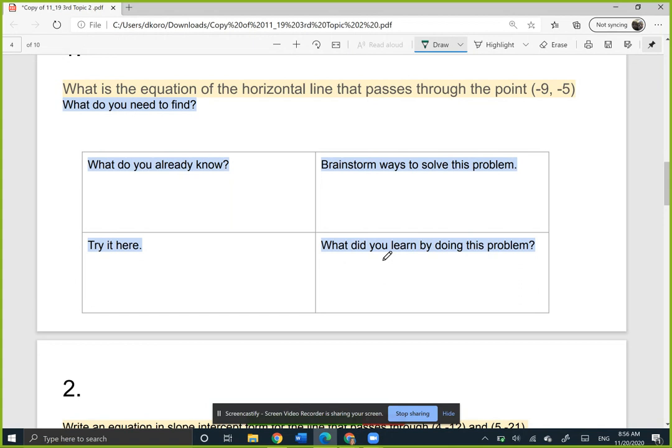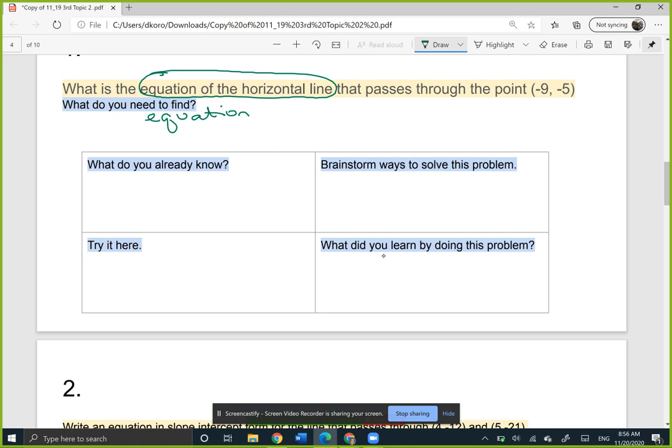So what is the equation of the line that passes through the point -9, 5? What do you need to find? Well, it's asking what is the equation of the horizontal line. So I need to find the equation of the horizontal line. So I need to find an equation. That's good enough.